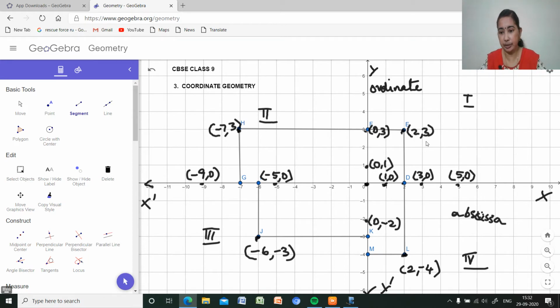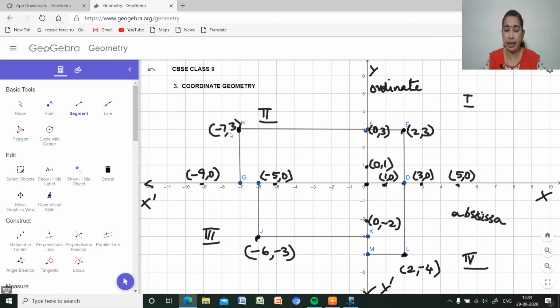In the first quadrant both values will be positive; in the second quadrant the x value will be negative and y positive; in the third quadrant both will be negative; in the fourth quadrant x will be positive and y negative. Also on the x-axis the y value will be 0, on the y-axis the x value will be 0, and the x coordinate we call the abscissa and the y coordinate we call the ordinate. So these are the quadrants.